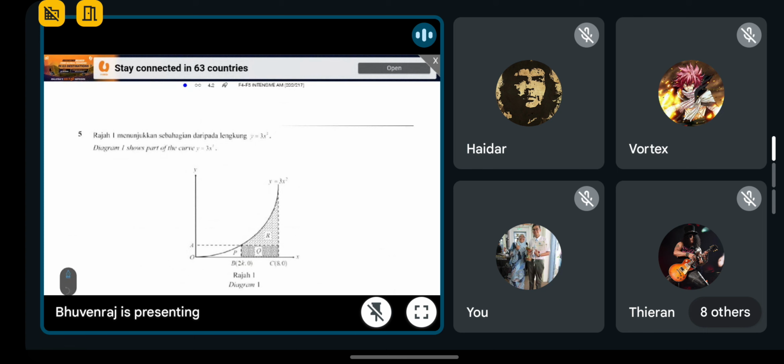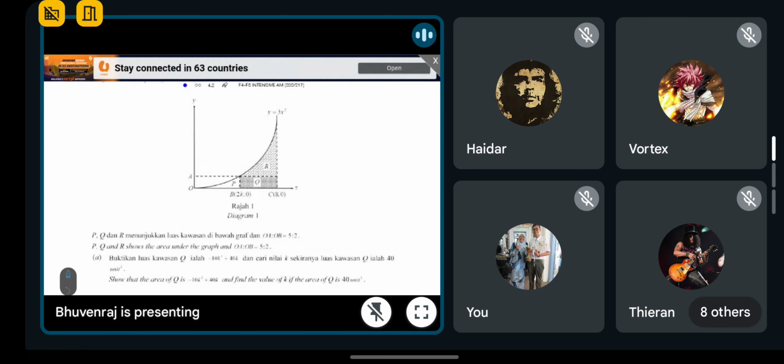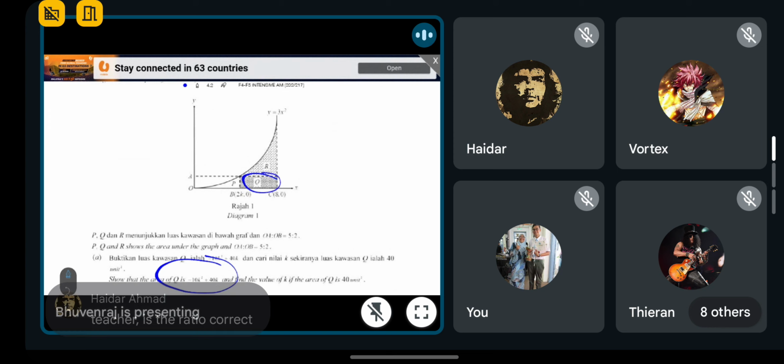Okay, so now we go to more like exam type lah. Okay, just now was basic. So now we go to exam type. Okay, so first question, show the area of Q is this one. Kena buktikan yang ni. This value. Okay, so can you tell me guys how to, yeah, the ratio is correct. You mean this one, right?